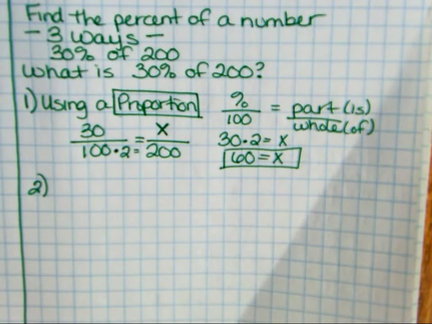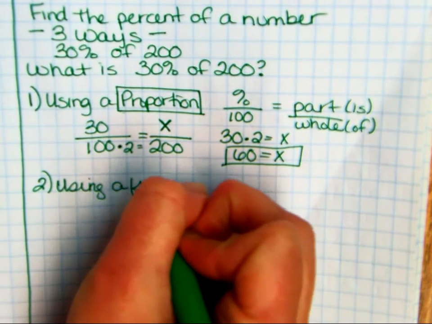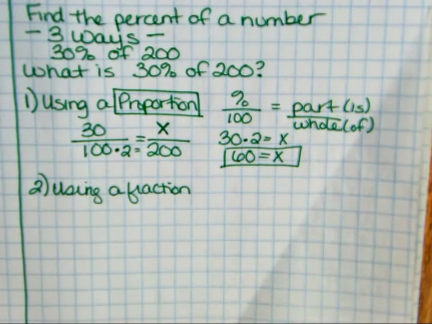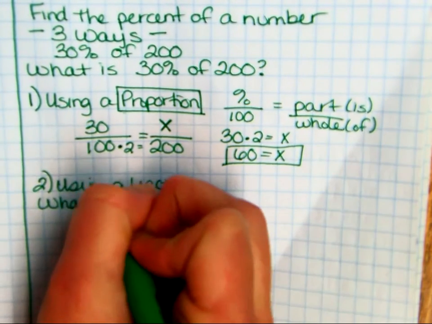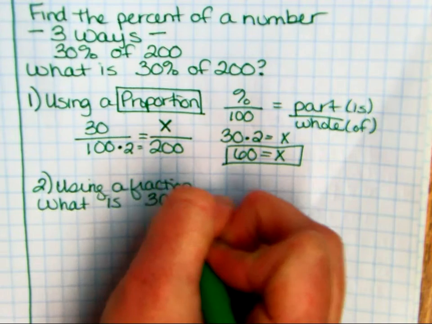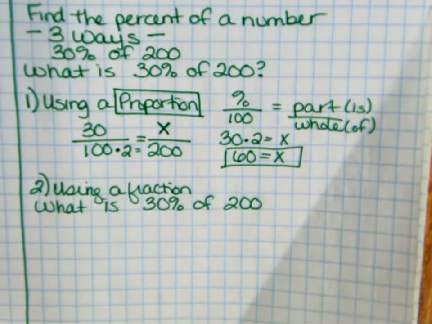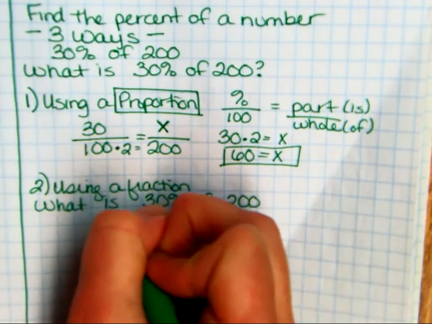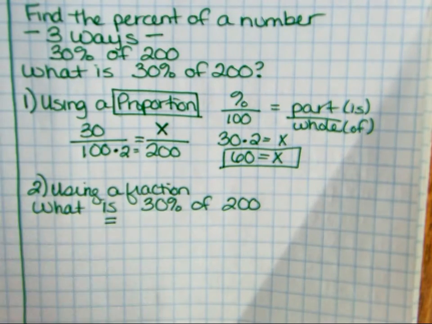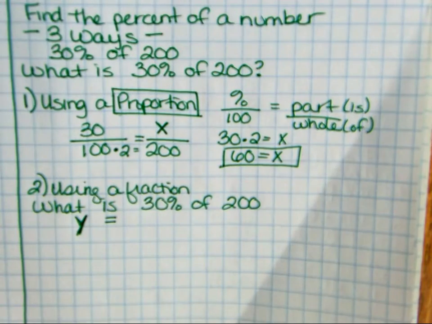But there's another method. We could use a fraction, and this is using our algebraic method. So remember, we have what is 30% of 200. And we know some of our definitions, our translation words that we can do. We know that "is" is an equal sign. "What" is a variable. I'm going to use y. We know that "of" is multiply.